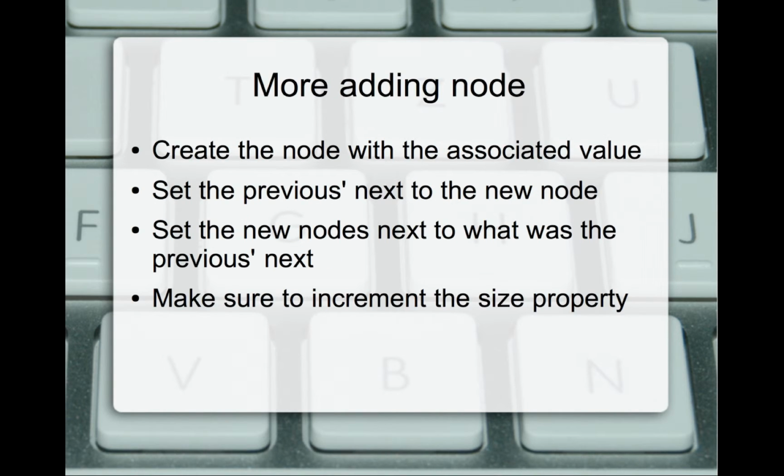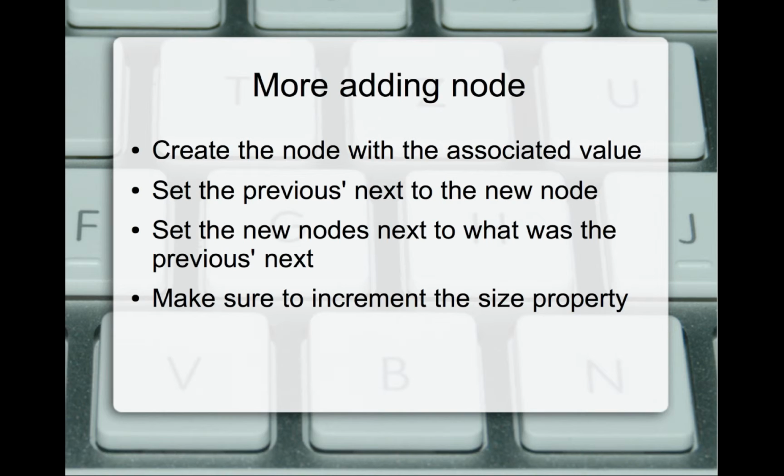When we continue adding the node, we have to make sure we create that node with the associated value. So we'll create that node object. And then what we need to do is set the previous's next to that new node. So the next is now pointing to that new node. And because we've already assigned the previous's next to a temporary variable, we then set the new node's next to what was the previous's next. So we don't lose that information. We can simply insert this new node into that original spot and then continue with the list.